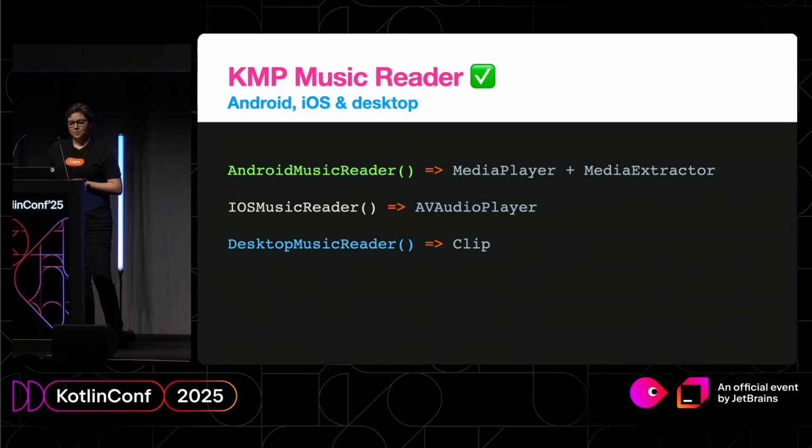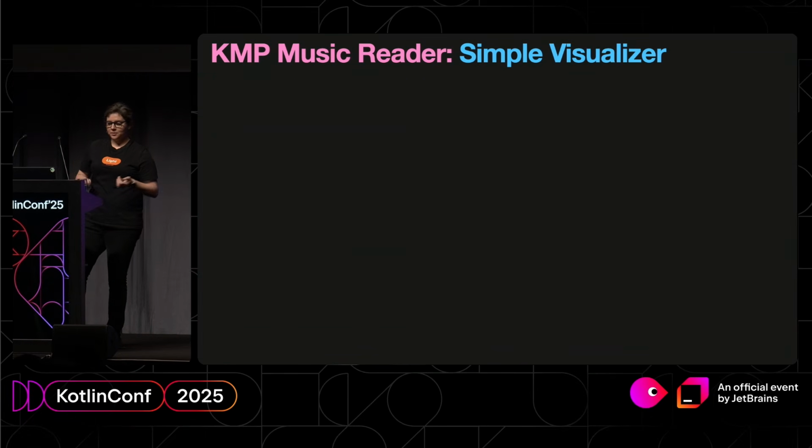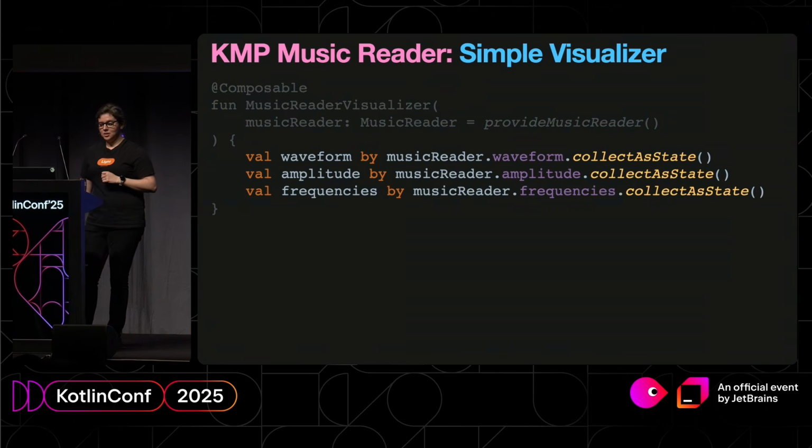Cool. With our music reader ready, we need to start doing something with it, right? So let's create a simple visualizer. In order to do that, it's pretty simple. You're just going to create your new composable, you're going to start listening to these different properties that you have, and you need to draw something, right?